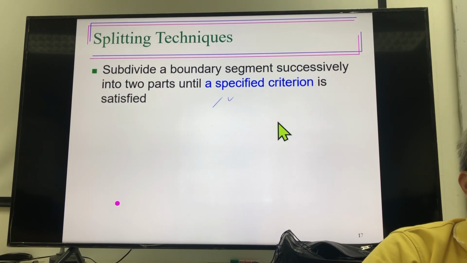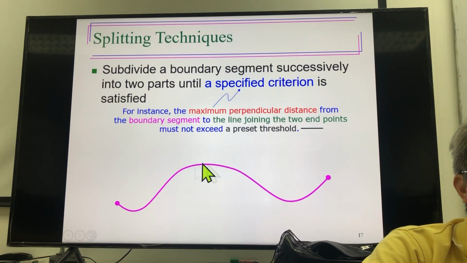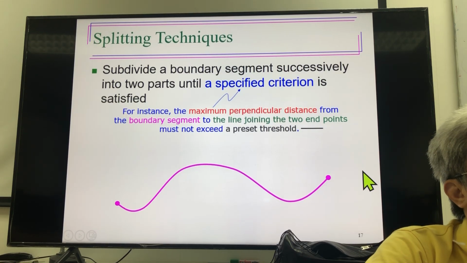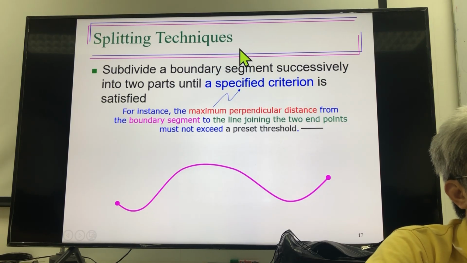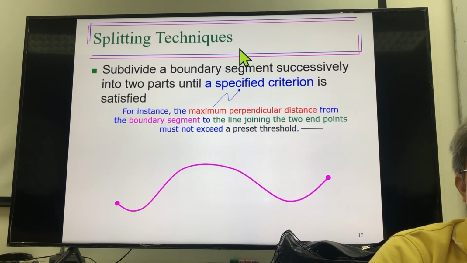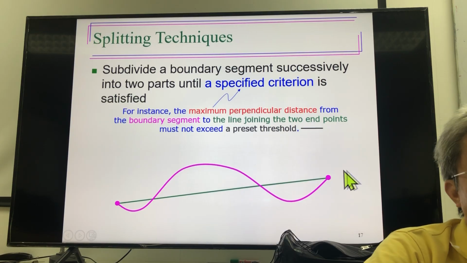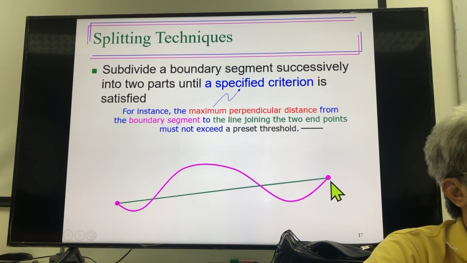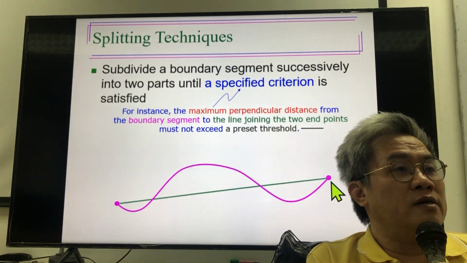For example, suppose we got a curve like this. We want to represent this curve by a straight line using the splitting technique. Okay, what shall we do? First of all, you draw a straight line. It can be represented by this straight line, right? That's connecting the starting point to the end point. However, is this straight line well representing this curve?